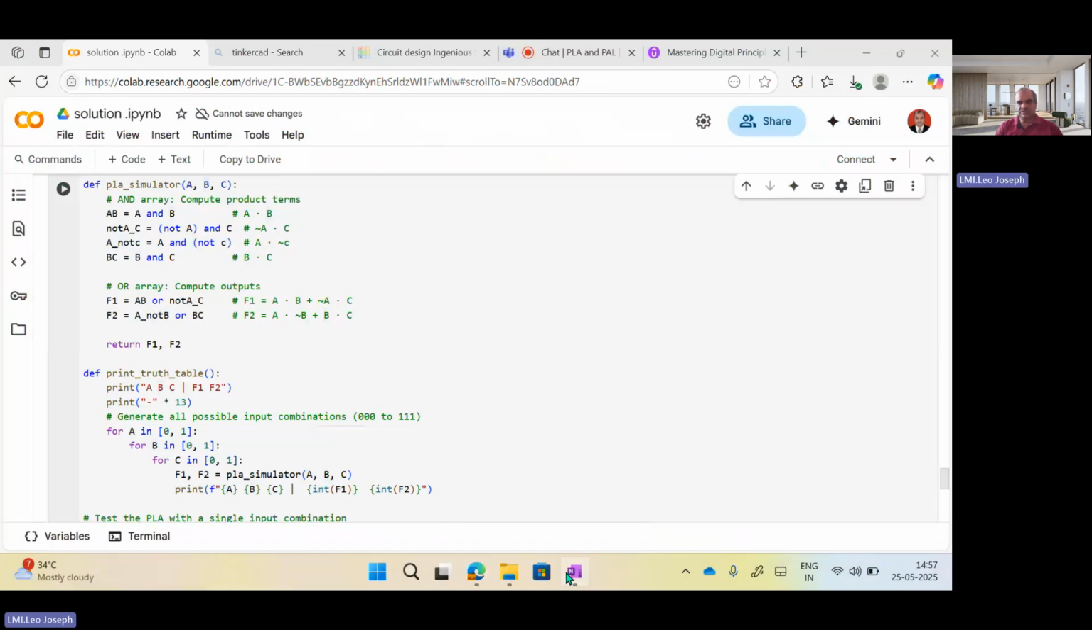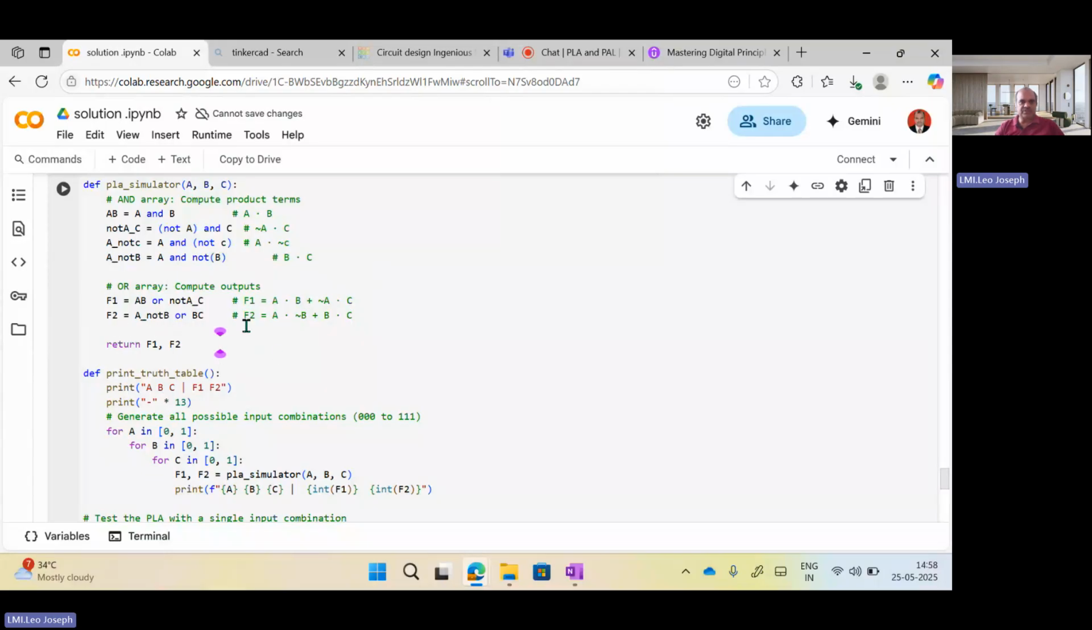A bar C bar plus AB bar. So we need to write these things. AB bar I need to write. So what I have to do, I can write A B bar. B bar means not B. A and not B. That means what I am writing is A B bar, right? So A and not of B, right? So now F1 is okay.